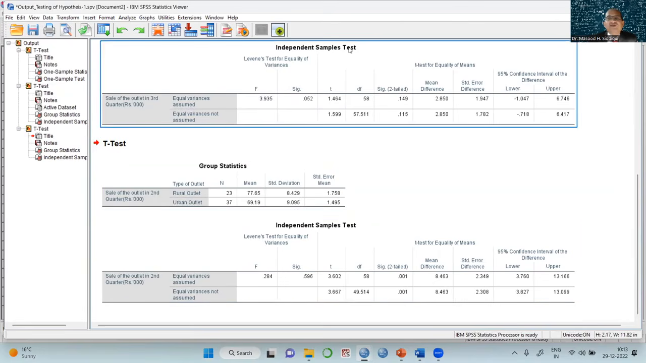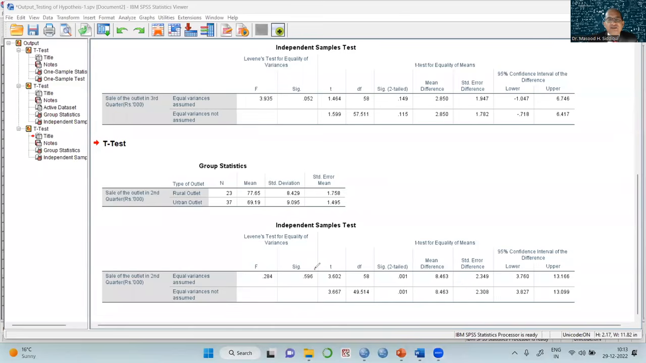Now here, first we go for the Levene's test. As you see, the Levene's test p-value is 0.596, which is greater than 0.05. Since it is greater than 0.05, it means the two groups have equal variance. So we would be interpreting this value only. Though here, apparently these two values are the same, right?